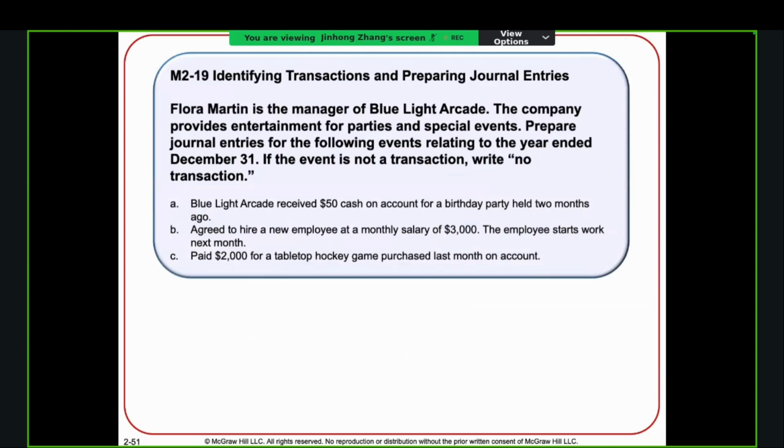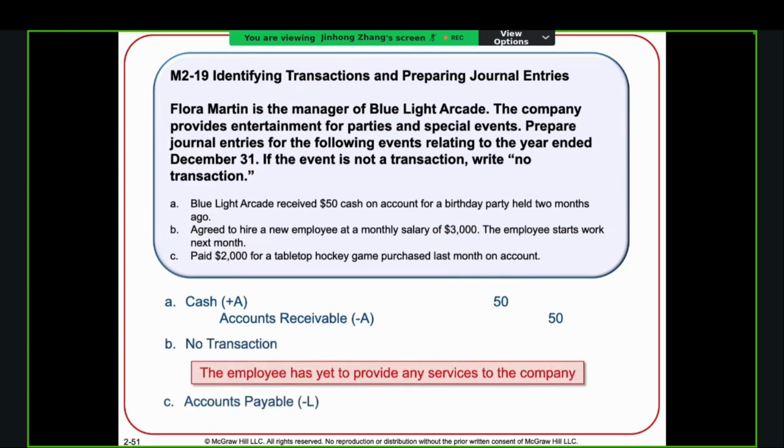So Blue Light received $50 cash on account for a birthday party held 2 months ago. Okay, you receive cash, and then accounts receivable is reduced, right? And they agree to hire a new employee at a monthly salary of $3,000. The employee starts work next month. Huh, this is just an agreement, there's no transaction.